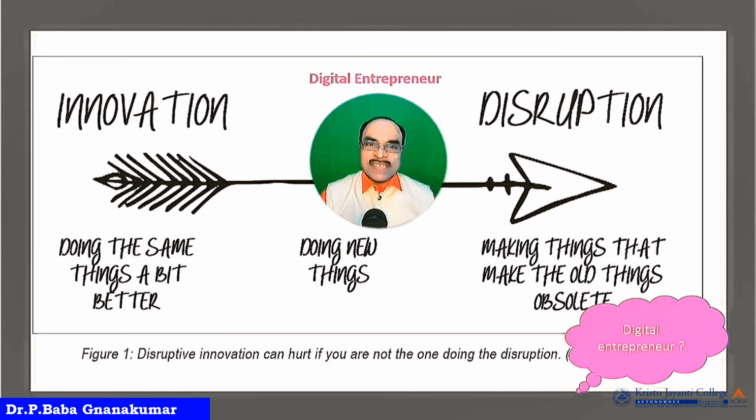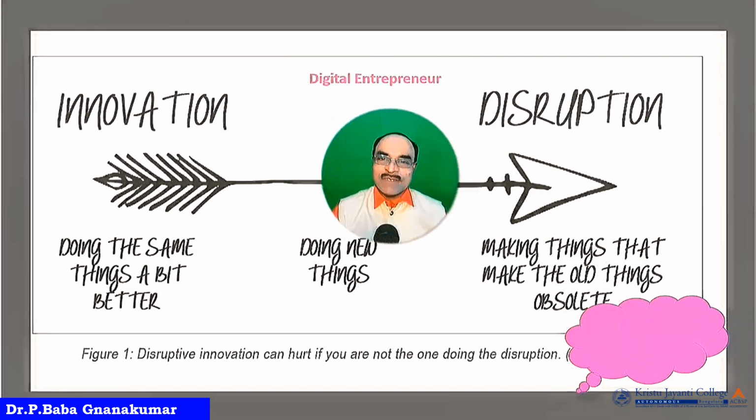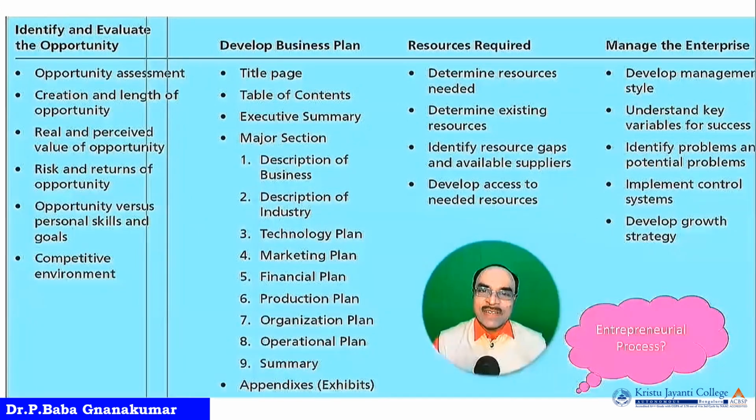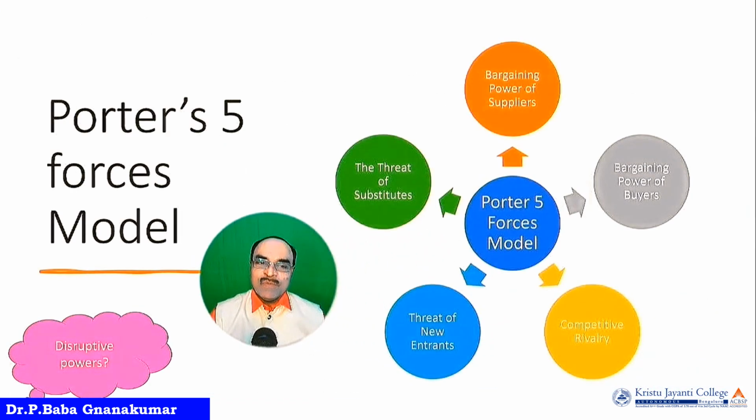So the first outcome of this discussion is identifying the meaning of digital entrepreneur. The second aims at identifying the different entrepreneurial processes, starting from identifying the opportunity, developing the plan, resource mobilization, and how to manage the organization. The third outcome is about the disruptive power, that is, how far Porter's Five Forces model has been acceptable for entrepreneurs.